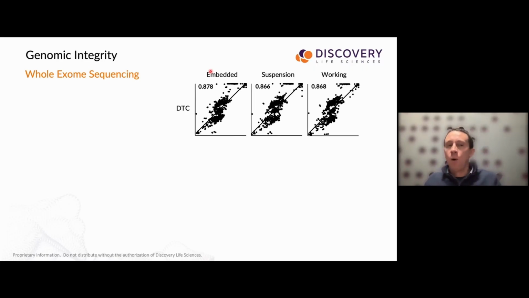So this is looking at our whole exome sequencing. And so to orient, we're going to look on the y-axis at the variant allele frequency at each of these loci in the parent DTC. On the x-axis in each of these is the embedded, suspension, and working bank.